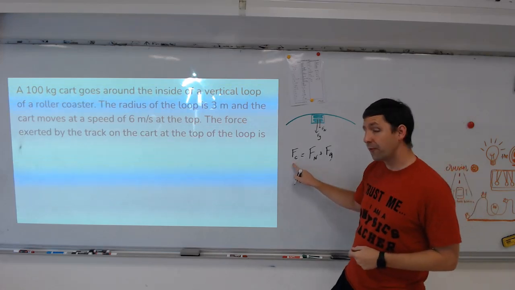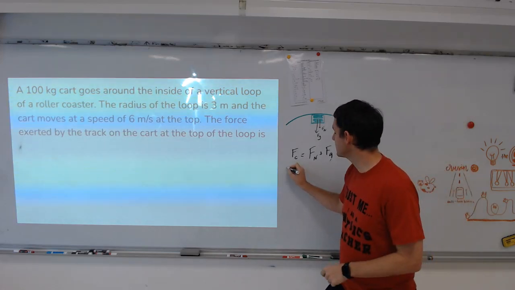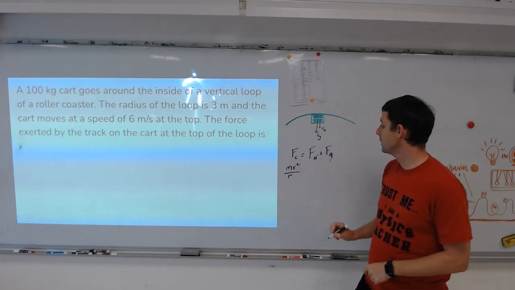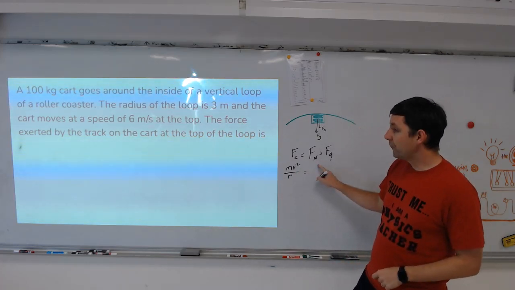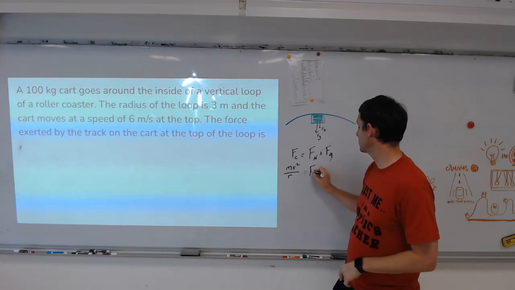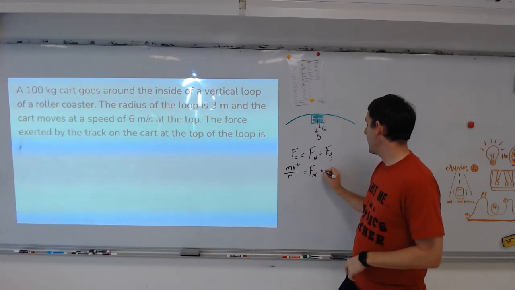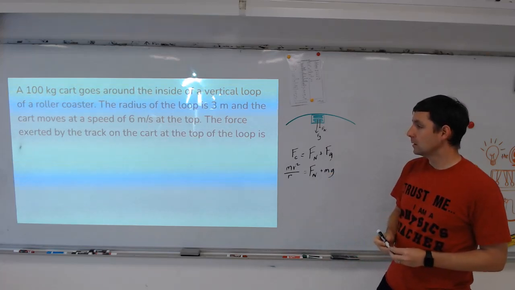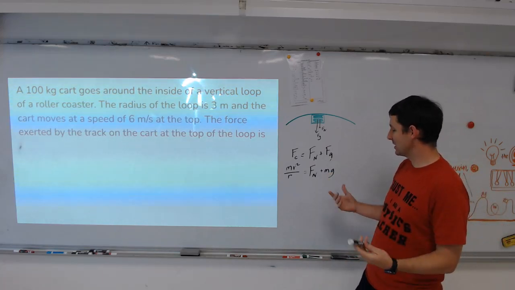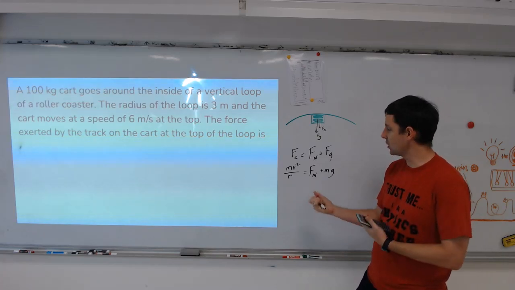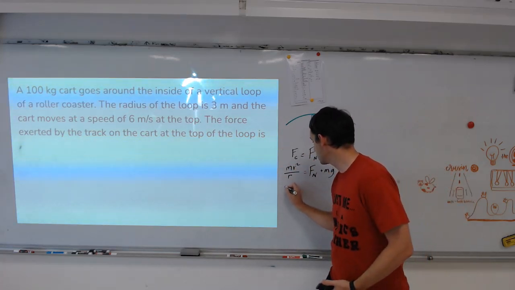So centripetal force, we know, is mv squared over r. The normal force is actually what we're looking for, the force exerted by the track. So let's just go normal force there. And then plus the force of gravity, which is just mg. Now, with that, we actually have everything that we need, right? We've got the mass of the cart, which is 100 kilograms.